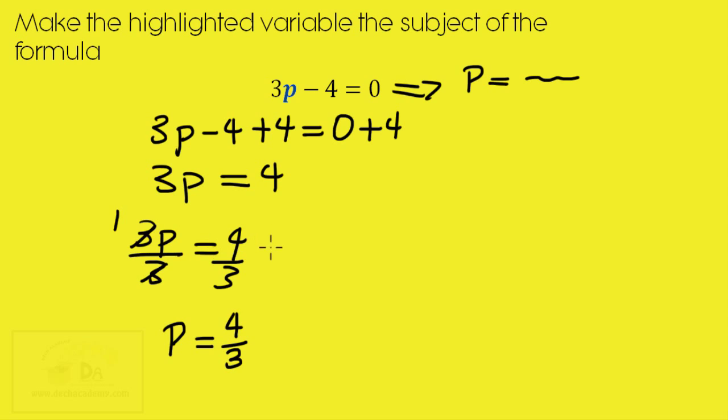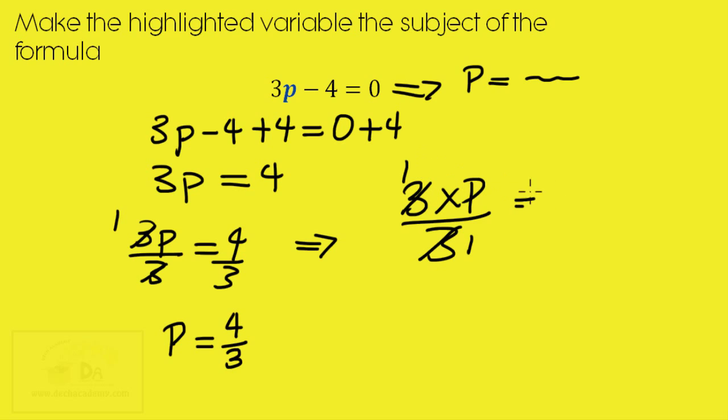Just to make sure this division is clear, what was done here was 3 times p over 3, because that's what 3p is. 3p is 3 times p. So you can say 3 here 1, 3 here 1, which leaves you with 1 times p over 1, which is p over 1, which is p. And that's what we have here. So that's what this whole thing was about.